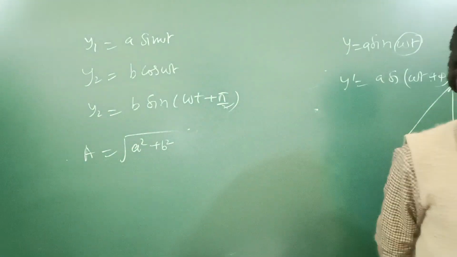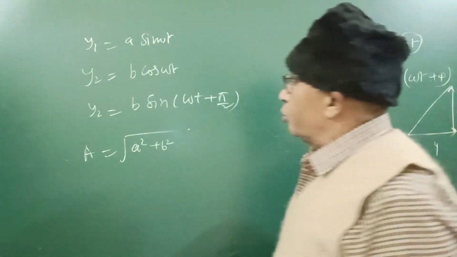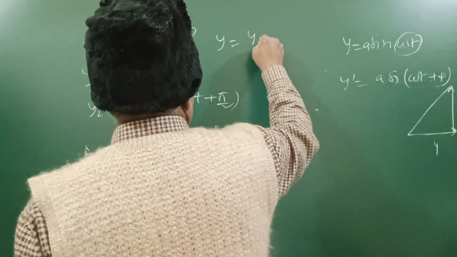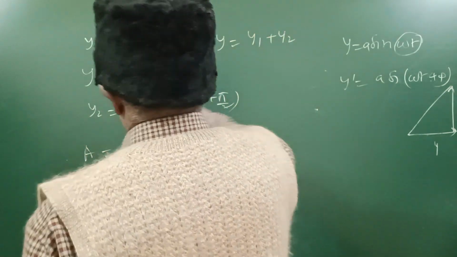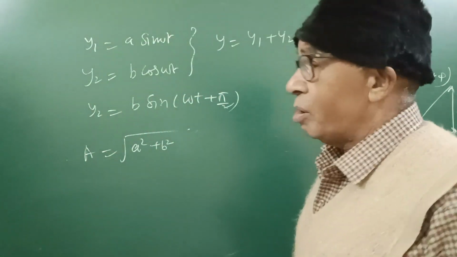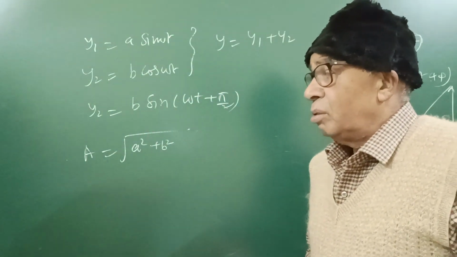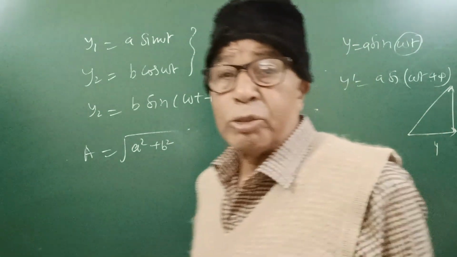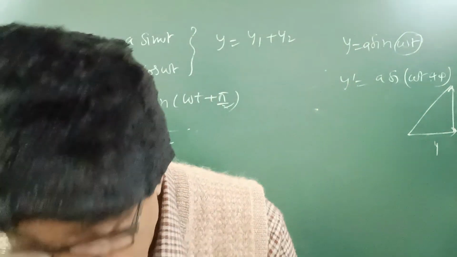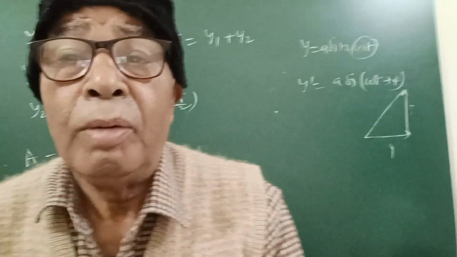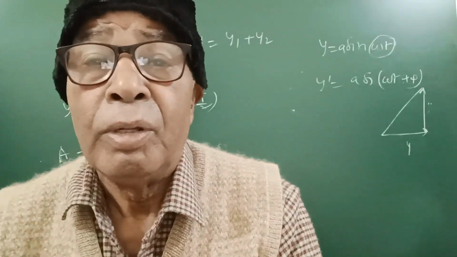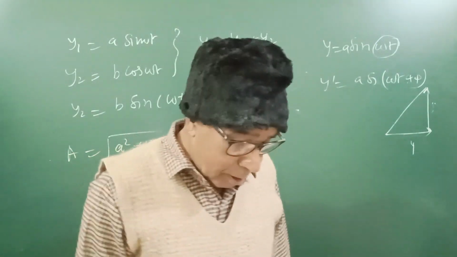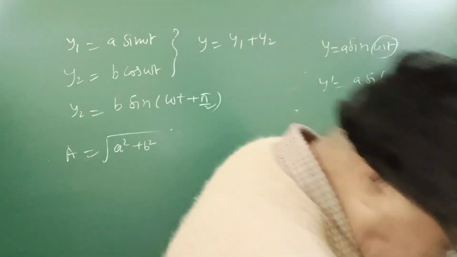Simple. The amplitude of the motion you get by making y equal to y1 plus y2. So the same thing. This is the best possible, simple solution of this problem. I mean, please don't go another way. People are telling many solutions.